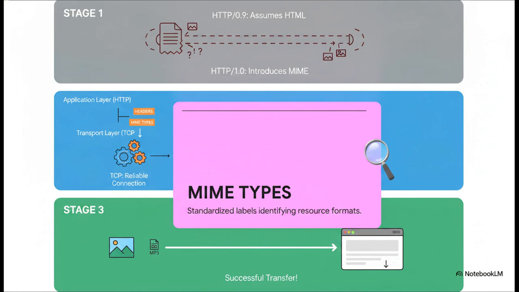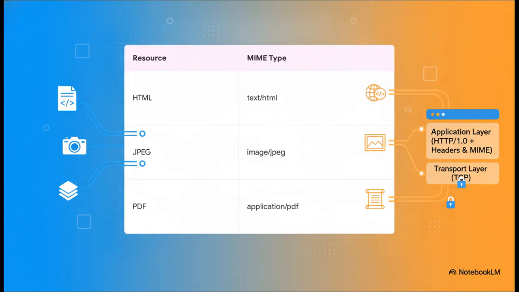And that brings us to a massive breakthrough: MIME types. By introducing multi-purpose internet mail extensions, which, fun fact, was a concept borrowed straight from early email protocols, browsers could finally understand exactly what kind of file they were receiving. Instead of just blindly assuming everything was HTML, your browser now knew instantly if it needed to render a web page, display a graphic, or trigger a binary download. By mapping resources to specific, standardized labels, like text/html for websites or image/jpeg for photos, HTTP/1.0 could finally support rich media. It essentially handed the browser an instruction manual for every single asset.